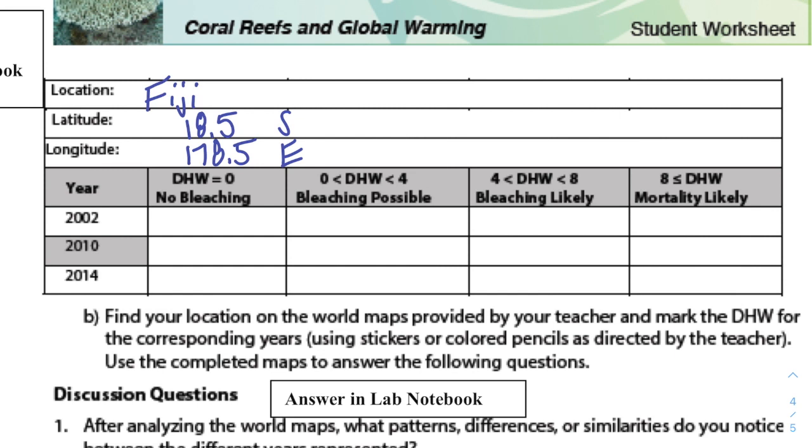So it looks like for the weeks, so this is the weeks that it is over that maximum mean temperature in 2002. So if it's 0, obviously you're not going to get any bleaching. If it's between 0 and 4, there is bleaching that is possible. If it's between 4 and 8, bleaching was likely. If you get over 8, then there is a good chance that coral reef died during that time period.